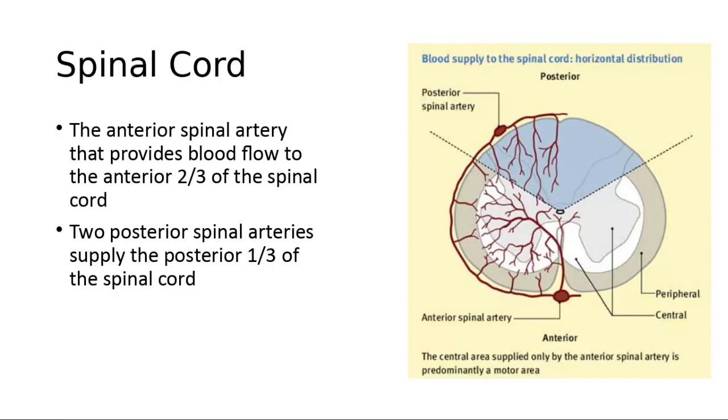Next, I'm going to touch on the spinal cord in general. The spinal cord also has its own independent blood flow system. And it's comprised of an anterior spinal artery. And this anterior spinal artery provides two-thirds of the blood flow to the spinal cord. And then you have the posterior spinal arteries, which supply the posterior one-third of the spinal cord. There are two posterior spinal arteries, and there's one single anterior spinal artery that feeds the anterior two-thirds of the spinal cord.